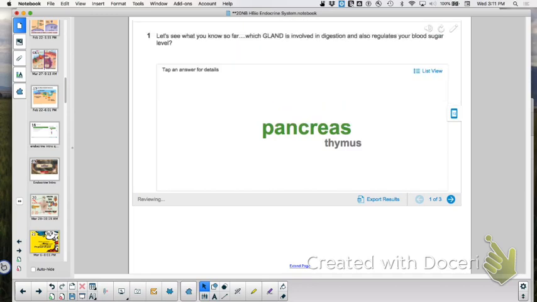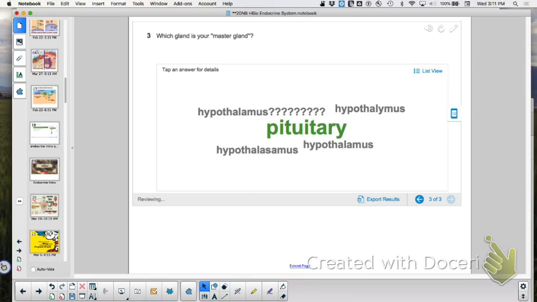Digestion and also regulates your blood sugar, pancreas, not thymus. Okay. Number 2, which gland helps regulate your metabolism? That would be the thyroid gland, not thymus. What's the thymus gland? T cells. What's the hormone? Thymosin. It's easy to remember. Thymus, thymosin. Pituitary gland is the master gland. Hypothalamus is nervous system.